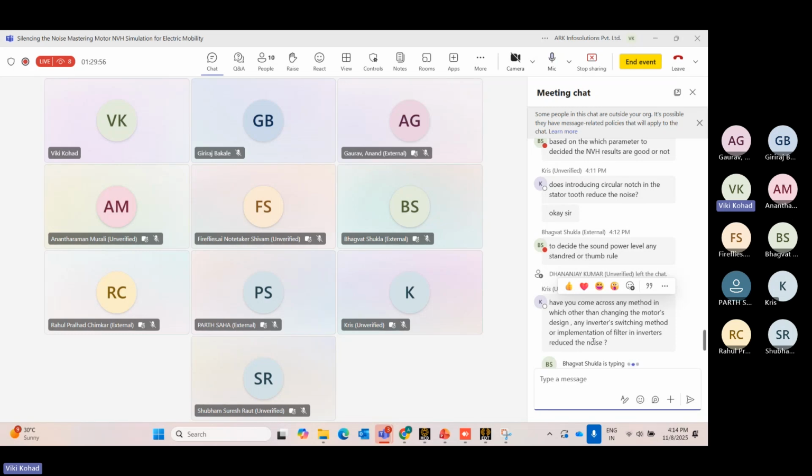Motor-CAD is a separate tool, Maxwell is a separate tool. So if you want to couple both tools, Maxwell and your inverter circuit, you have to use Twin Builder. In Twin Builder itself you can create your inverter circuit, or if you have already created an inverter circuit, you can transfer it into ANSYS Twin Builder, and you have to transfer the Maxwell or Motor-CAD design into Twin Builder also. Then you couple them, see the results, and compare whether the noise level is getting reduced or not.